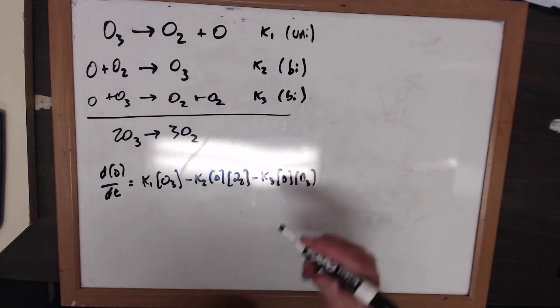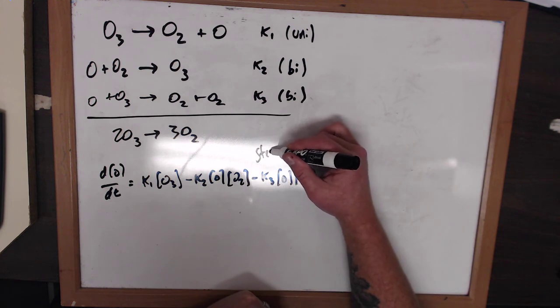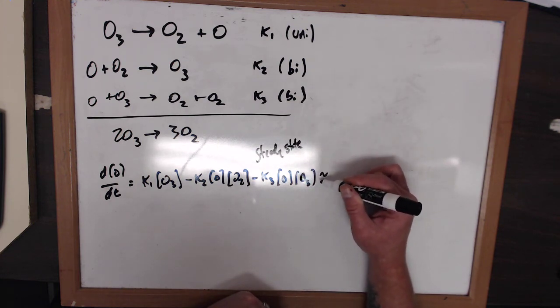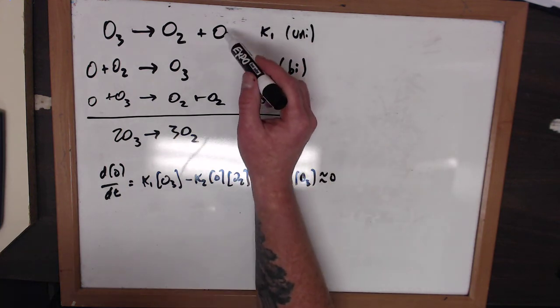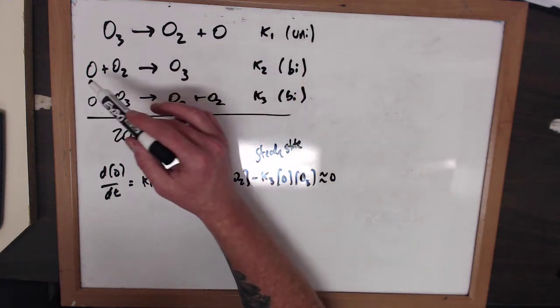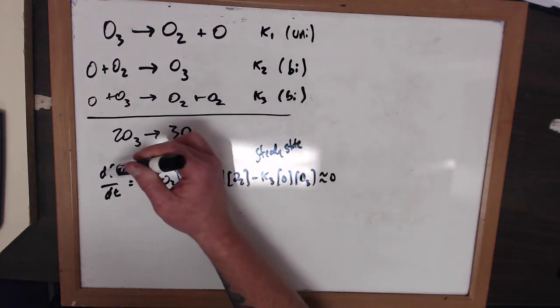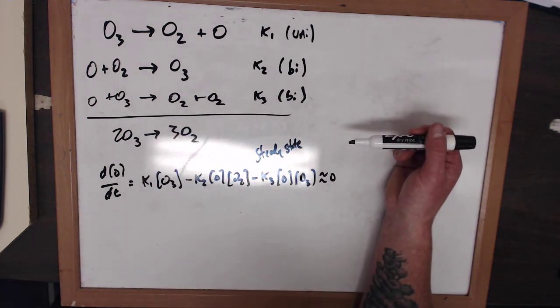And if we apply the steady state, because hopefully what you came up with is that the oxygen atom is the intermediate, right? It appears and then it disappears. You apply the steady state approximation to the intermediate, which is the oxygen atom in this reaction.